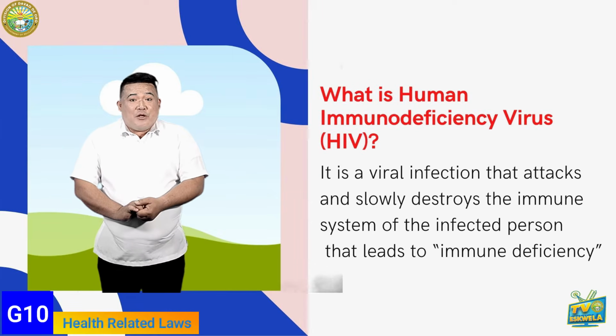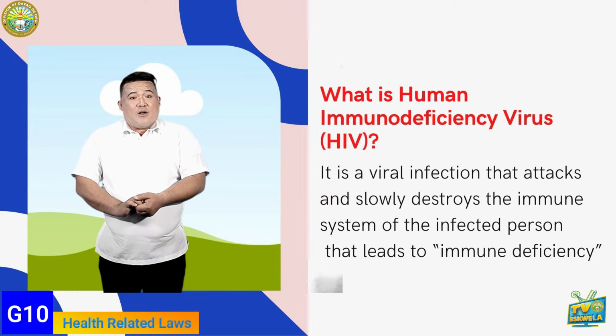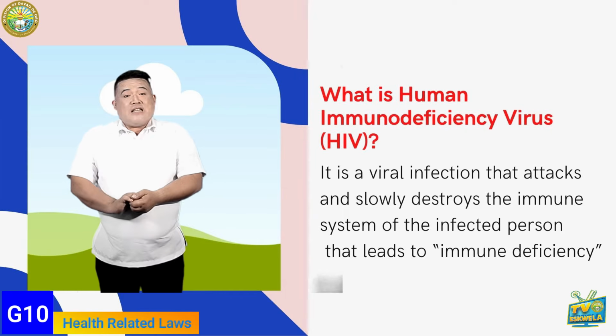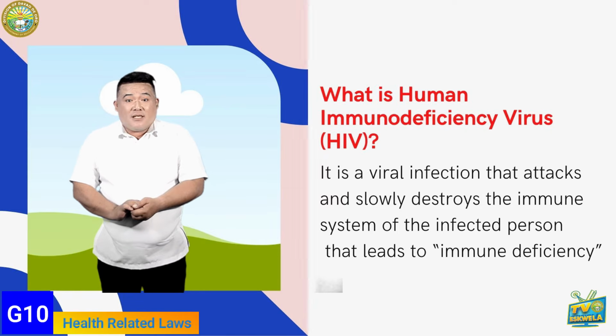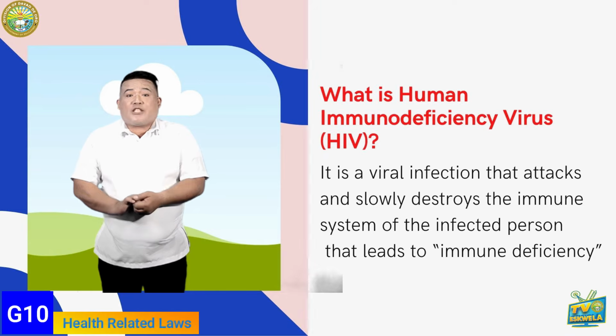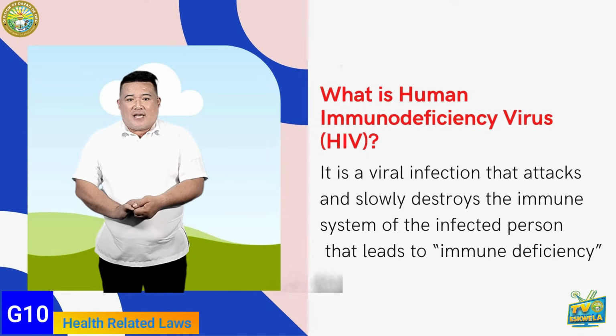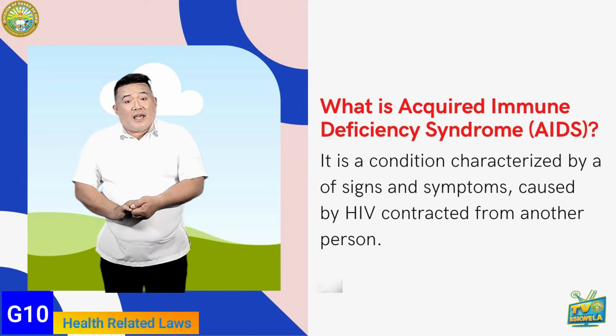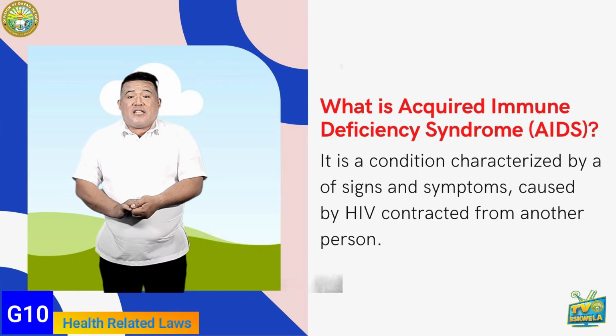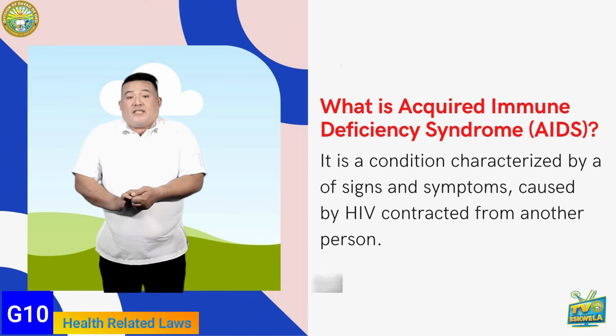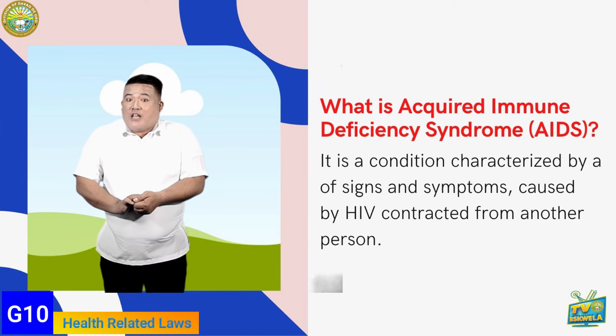What is human immunodeficiency virus, or HIV? It is a viral infection that attacks and slowly destroys the immune system of the infected person that leads to immune deficiency. What is acquired immune deficiency syndrome, or AIDS? It is a condition characterized by signs and symptoms caused by HIV contracted from another person.